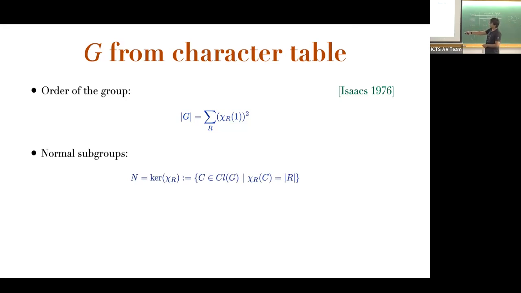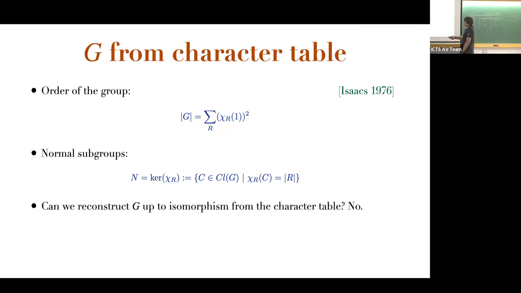Normal subgroups can also be found by looking at the character table. You just look at a set of conjugacy classes for which the character value is the same as the dimension of the representation. Those conjugacy classes form a normal subgroup. When I say we can determine the normal subgroup, I don't mean that we can determine what that group is up to isomorphism. I just mean that we can say which conjugacy classes form normal subgroups. That's all we can know from the character table.